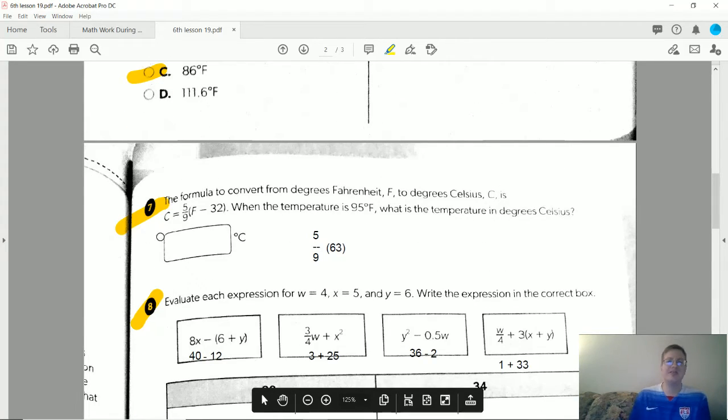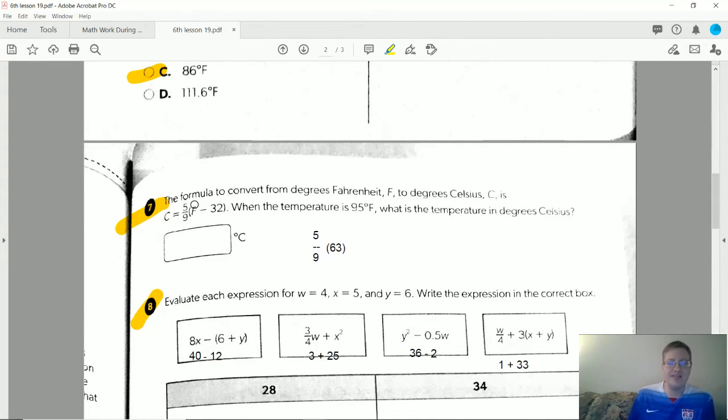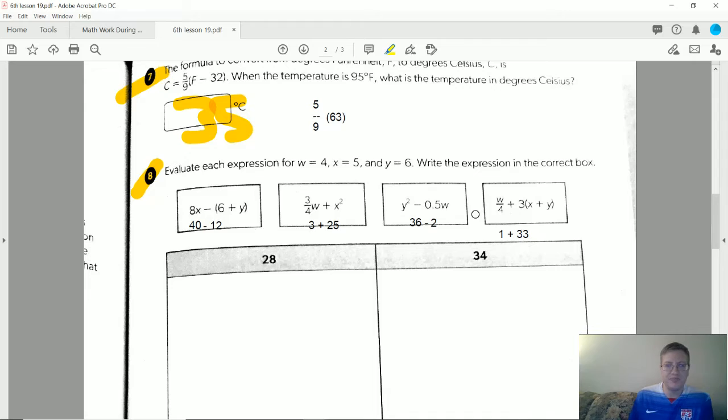Number 7, so I've written out 5/9, and then the answer to 95 minus 32 is 63, which is a multiple of 9. So I can cancel this part out, change it to a 1, change this part to a 7, and do 5 times 7 to get 35 degrees Celsius for the answer for that.